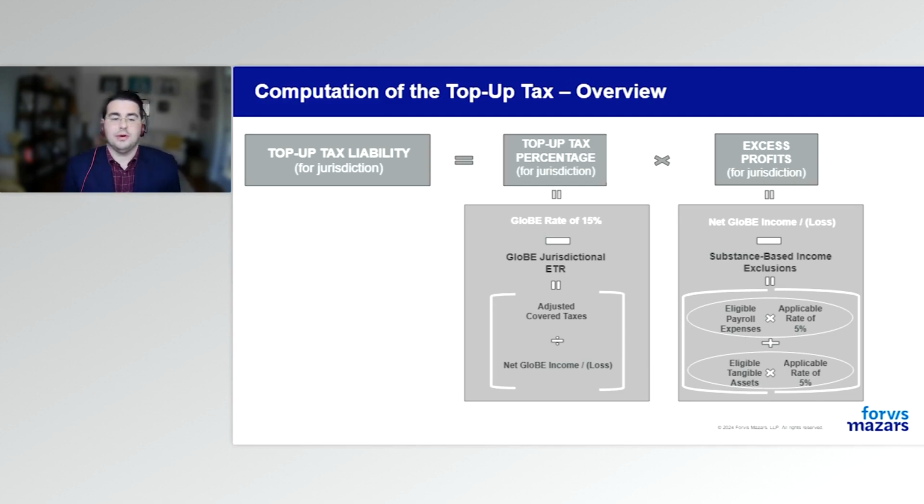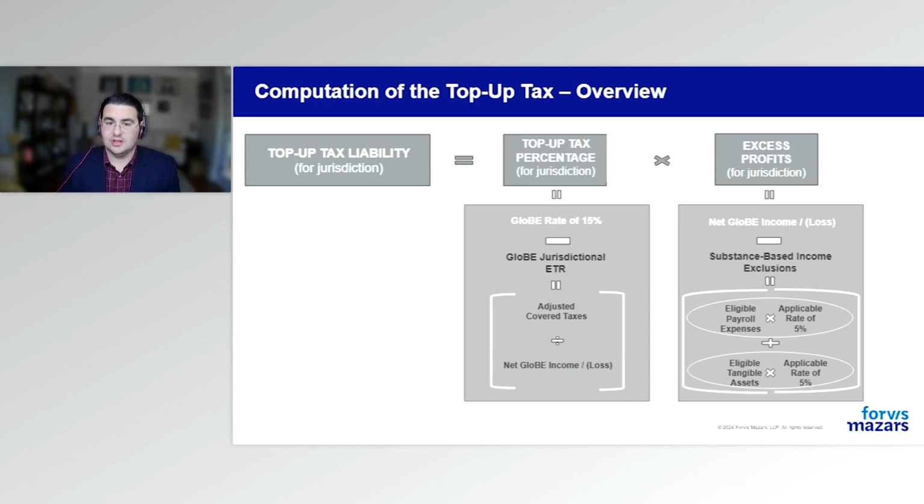You compare that delta to the excess profits of a jurisdiction, which is really your net GloBE income again under Article 3, less any substance-based income exclusion amounts covered under Article 5, sorry. So, we're not going to go into the nuances of this because we've covered this in a prior session.